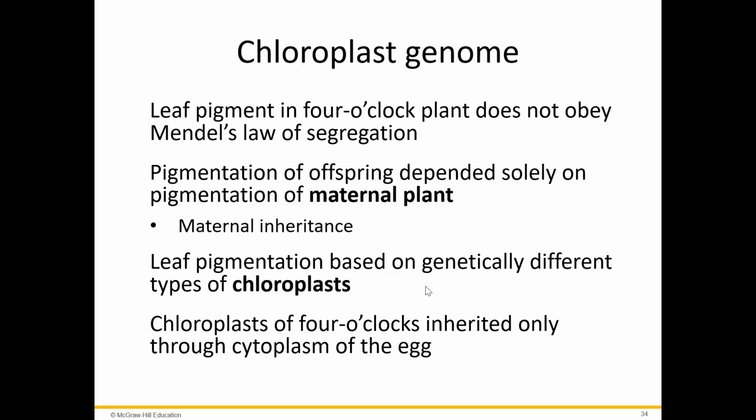So if you have any issues with chromosomes from the mitochondria or from the chloroplast, it's going to be inherited along maternal lines. There are some diseases, and we'll talk about this with humans, that are now being found to be associated not with nuclear DNA, but with the genome of the mitochondria. But with the 4 o'clock plants, it's all about the organelles, and the organelles are only inherited from the egg, and therefore the genes are only inherited on maternal lines.